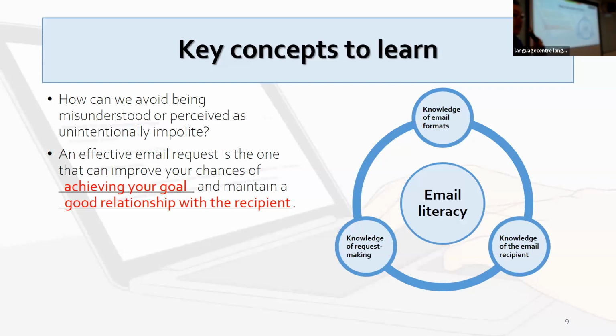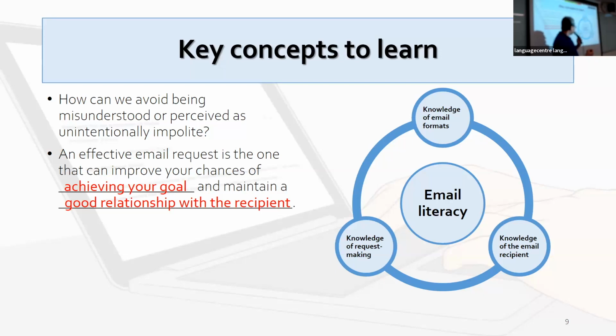So I would like you to remember this diagram after the workshop. I'm proposing that email literacy should consist of three areas of knowledge. Knowledge of email formats, that is, I'm referring to address terms, like when to use doctor, when to use the title professor appropriately, and sometimes even the closing of your email.